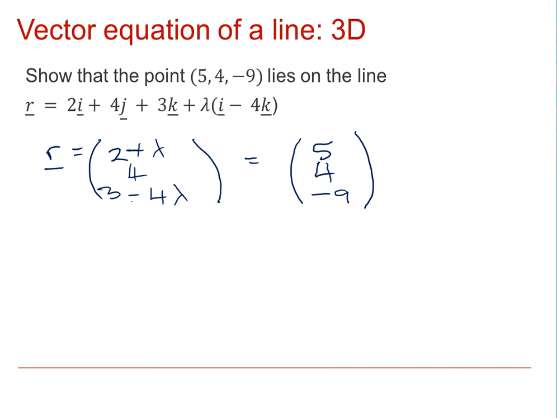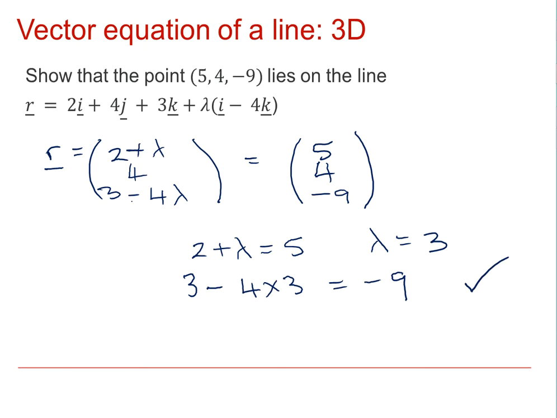So 2 plus lambda equal to 5 would imply that lambda equals 3. Let's check the z component. 3 minus 4 times 3 would indeed give minus 9. Therefore, we have shown or verified that the point (5, 4, minus 9) lies on that line when lambda equals 3.